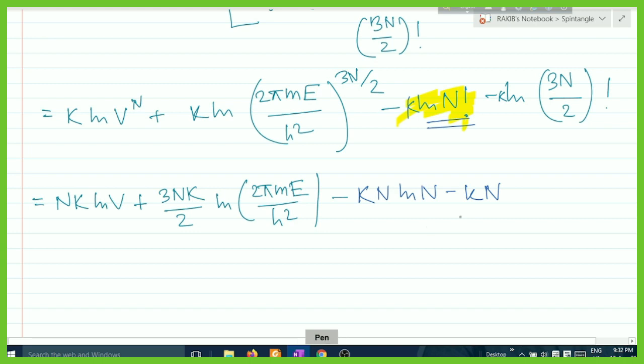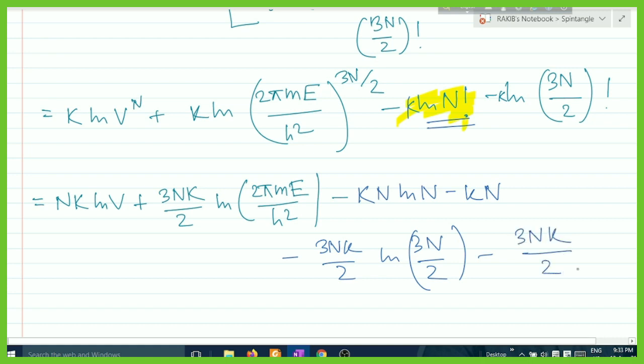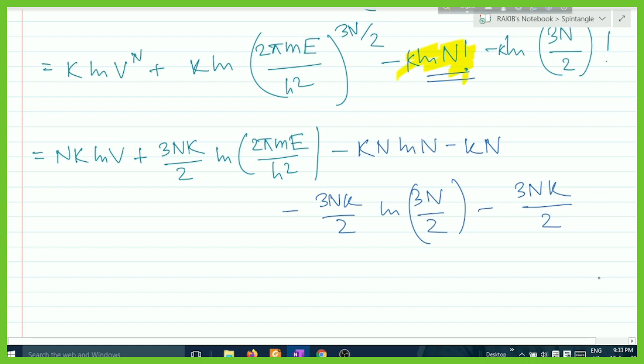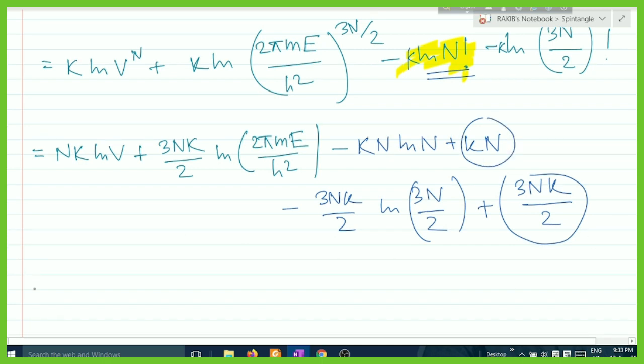I am giving a negative sign in that below. Therefore it becomes 3nk by 2 ln (3n upon 2) minus 3nk upon 2. There will be a positive sign here and a positive sign in this term also. This nk and this 3nk, these two things will be 5 by 2 nk. I am writing this in the next line.